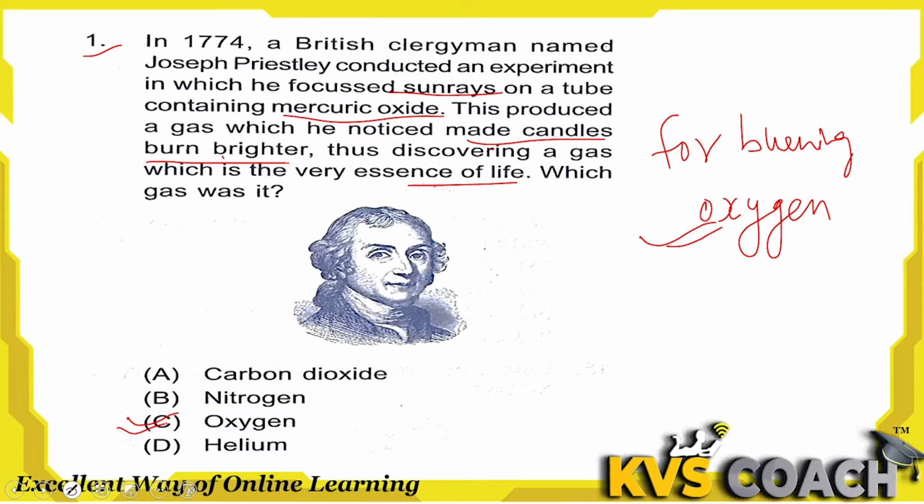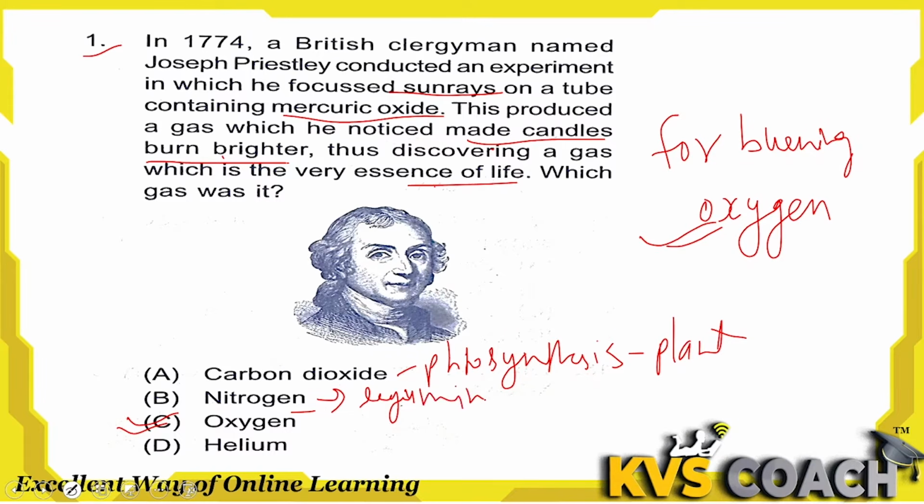Option A, carbon dioxide, is used for photosynthesis by plants. In photosynthesis, plants use this gas, and humans or any living being exhale carbon dioxide while breathing. Nitrogen is essential for leguminous plants. The leguminous plant family uses nitrogen in the form of nitrates.